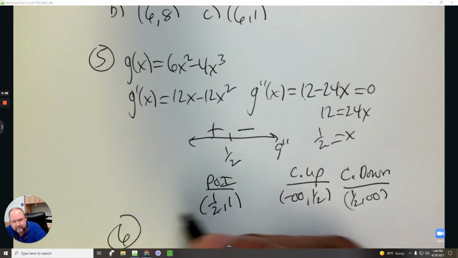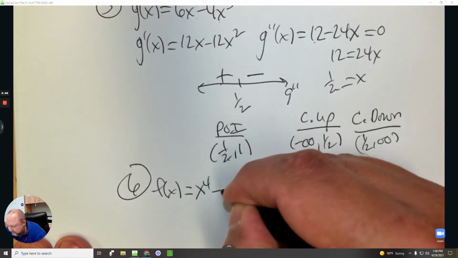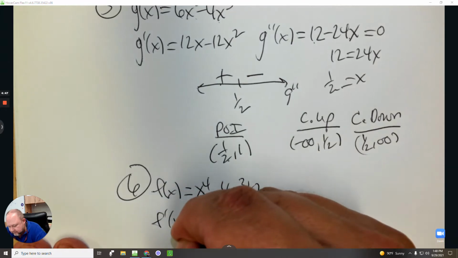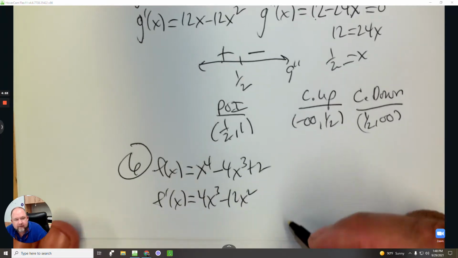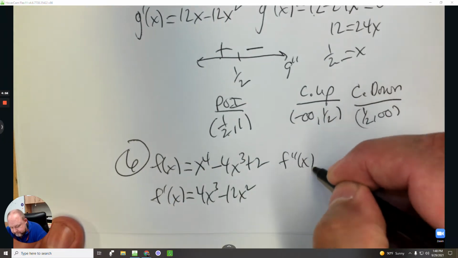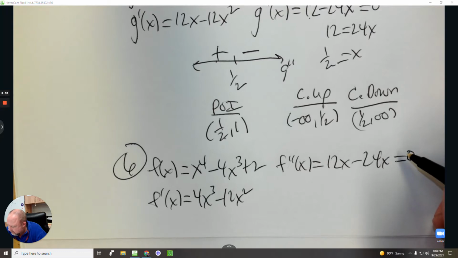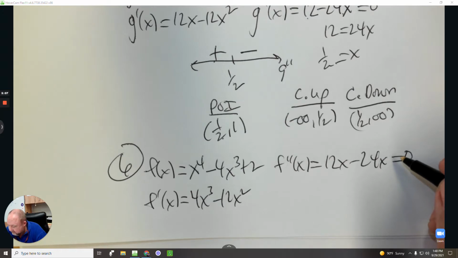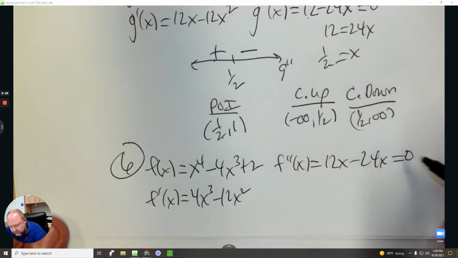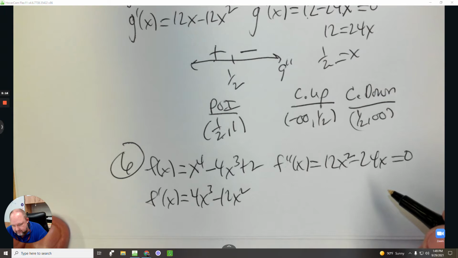Number 6. We have a function. We're going to go through the same steps again. So step 1 is to take the first derivative. Then the second derivative. Make it equal to 0. Oh, did I do the wrong one? I did do the wrong one, didn't I? X to the fourth minus 4x. No, I did the right one. So it's 4x. This should be 12x squared minus 24x. It almost looked like the other one, right? But it's 12x squared minus 24x.